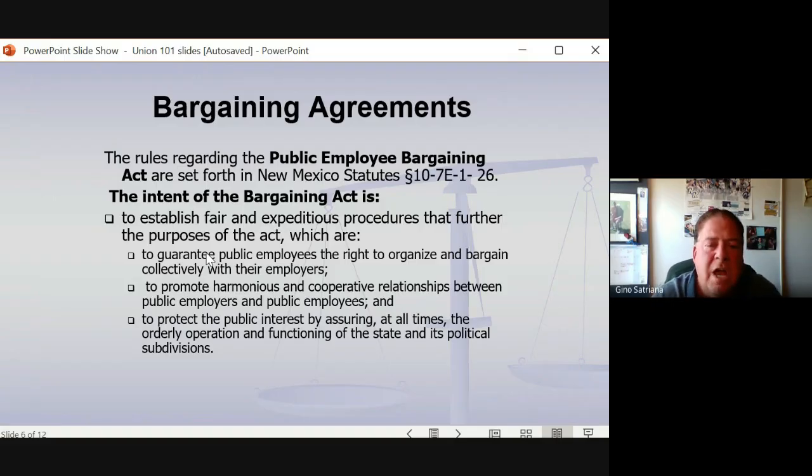So it's harmonious, and we do have that good relationship with the district to protect the public interest by assuring at all times operating and functional government in the state and political subdivisions. Again, that's a lot of wording. Go out there and lobby. We lobbied about four years ago with all the unions to get our teachers' level structure from 36,000 up to 42,000 as a level one starting salary. So we're lobbying at that level.